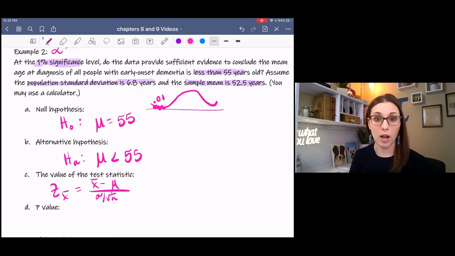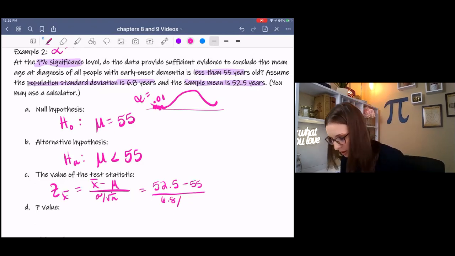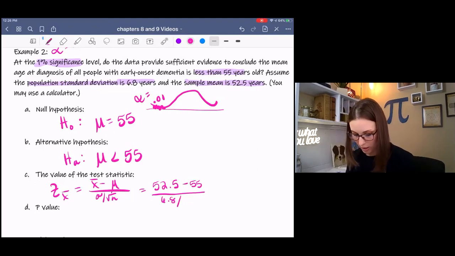And our alternative hypothesis, the one that we're trying to see is a possibility or not, is less than 55, which makes it a left-tailed test. And our tail is 1%. So that's an alpha of 0.01. And then we are testing a sample mean of 52.5, population mean of 55, standard deviation of 6.8, and we don't have N.